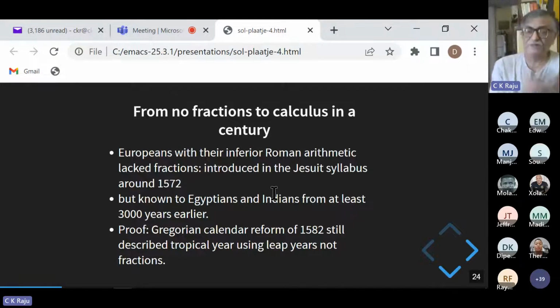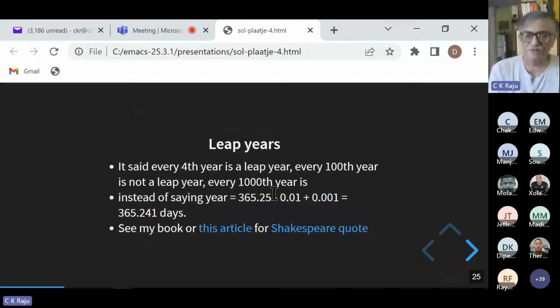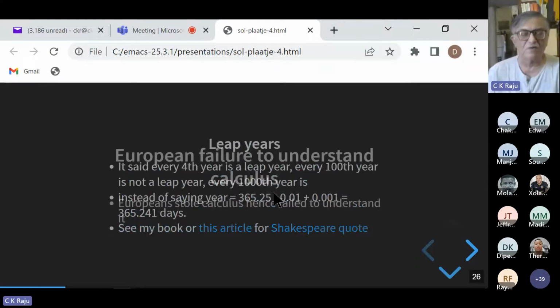The calendar has leap years. You still use leap years. You don't specify the duration of the tropical year in terms of a precise fraction. Therefore, the equinox does not come on the same day. So you have leap years. It's a very inferior and very complex system. Every 4th year is a leap year, the 100th year is not, the 1,000th year is, and so on. You can take a look; I will skip this Shakespeare quote.